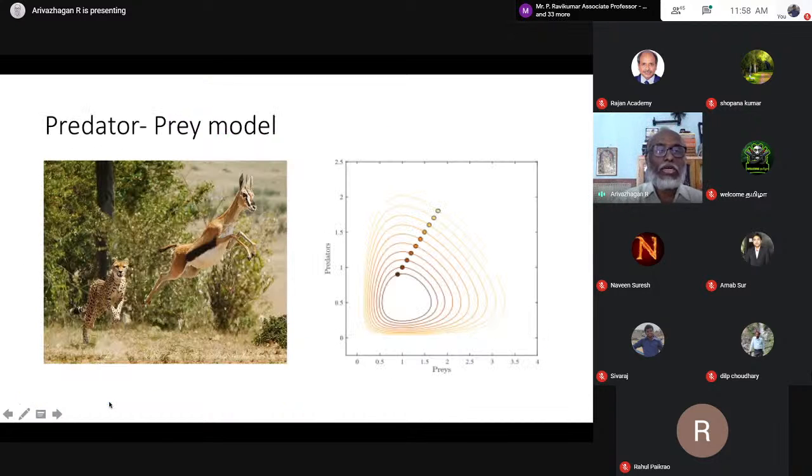So the next one, the third one. First we studied the steady state concept. Then another one was the Poisson process. Next I come to a very interesting phenomenon behind the dynamical system based model. That's called the predator-prey model, or the Lotka-Volterra equation.